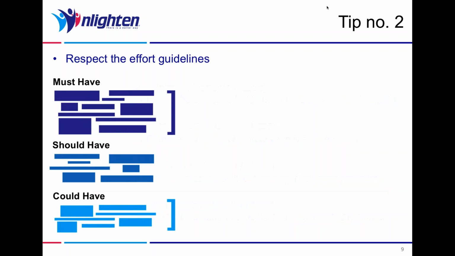The next thing to embrace and respect, and the second tip I would have, is to respect the effort guidelines associated with these must-haves, should-haves, and could-haves. So we start off here by considering what it is we're trying to achieve. So what we definitely need to achieve is the on-time, on-budget delivery of a solution that's going to meet the needs of the business.